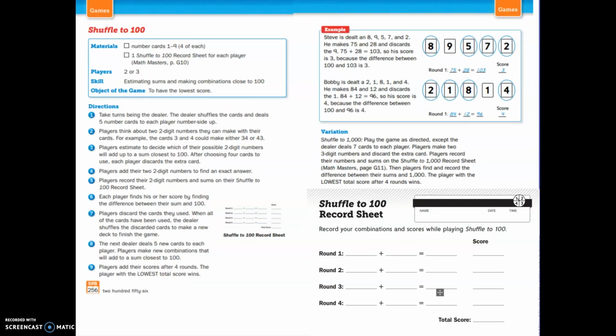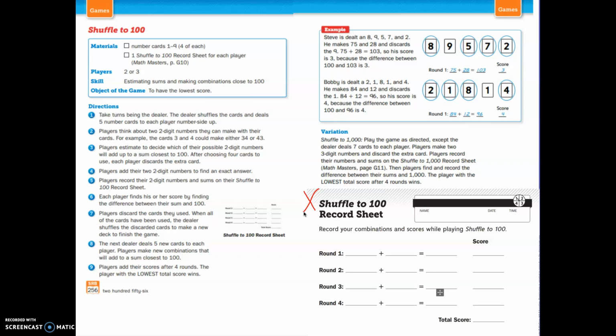And the last thing that I want to show you for this lesson is a game that you can play at home. It's called Shuffle to 100. You can use any deck of cards. You just need numbers. Well, you can use the ace for number 1. And then you need 1, 2, 3, 4, 5, 6, 7, 8, and 9. You need 4 of each. And then you don't need to have this record sheet. You could just do it on a piece of scratch paper.